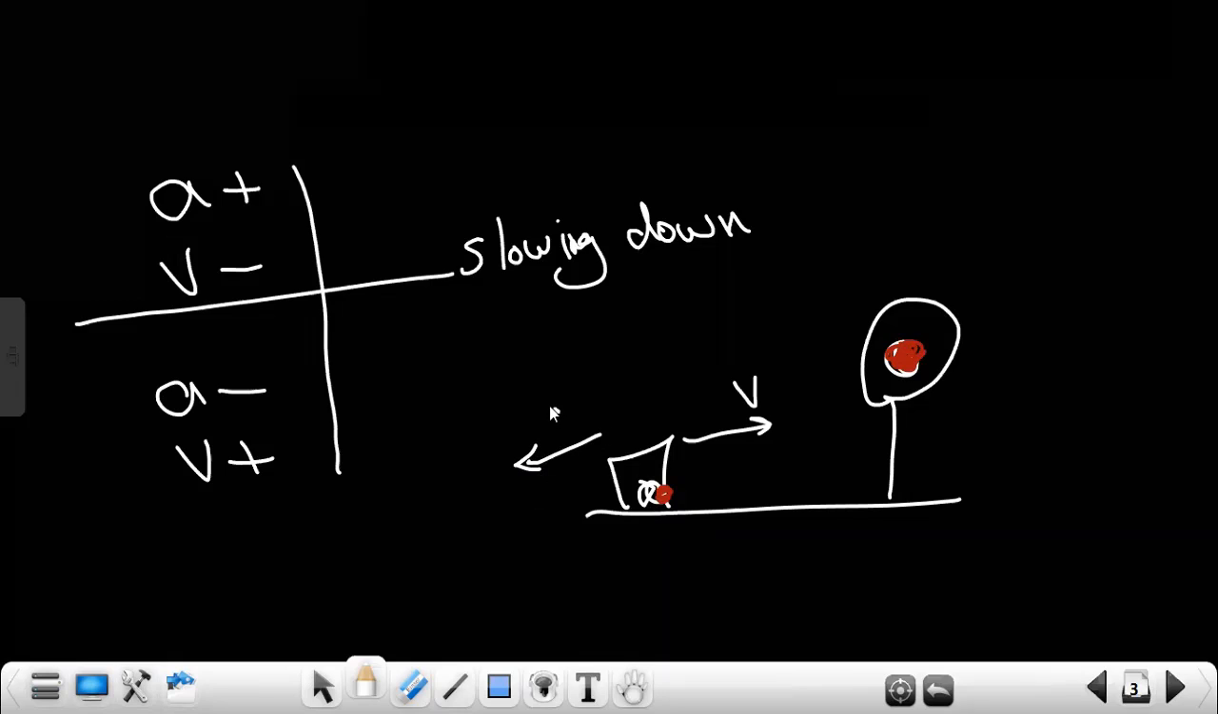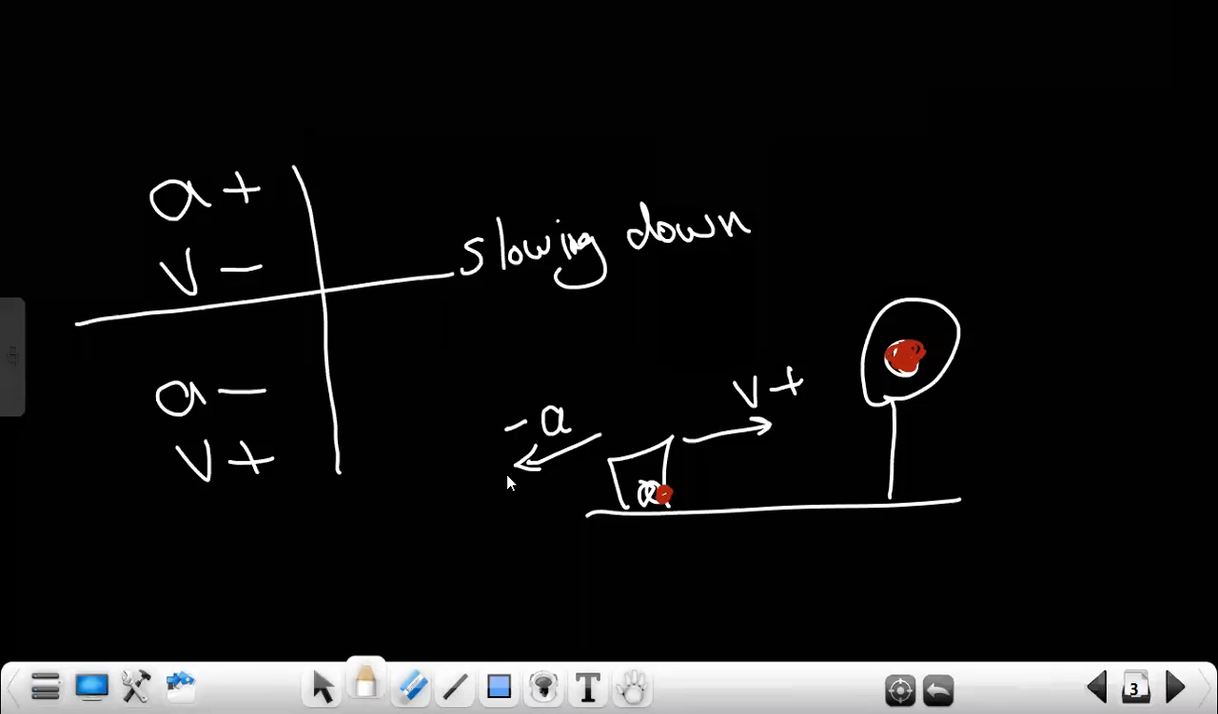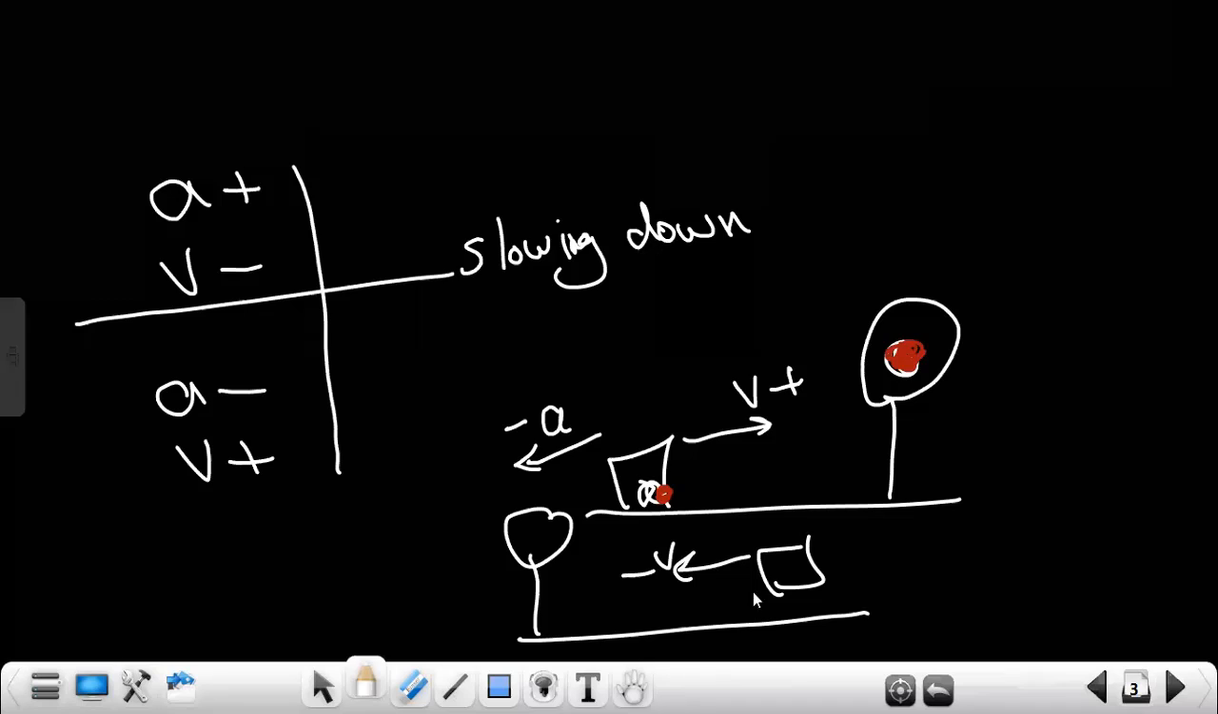So the acceleration now is in the opposite direction. Here velocity is positive, acceleration is negative. This could happen if this is the traffic signal and this is the car. Your velocity is to the negative, and your brake is drawing you back.